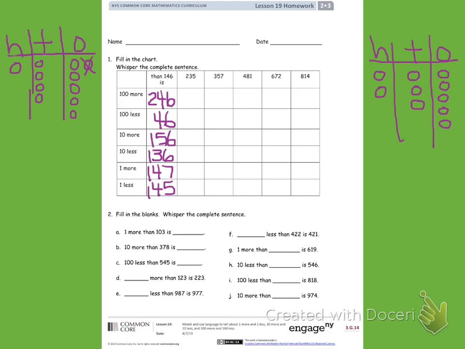Now have your student complete this activity just the way I showed with the first column. Remember, have your student whisper the complete sentence. 100 more than 235 is blank. 100 less than 235 is blank. 10 more than 235 is blank, and so on.